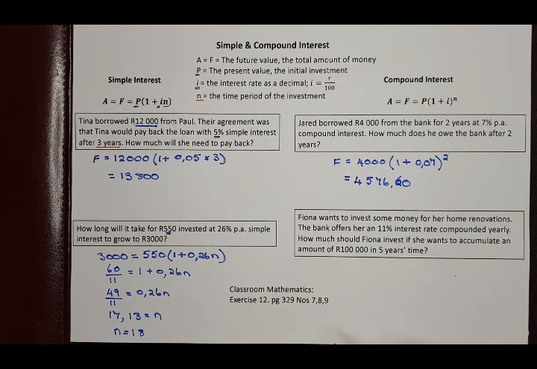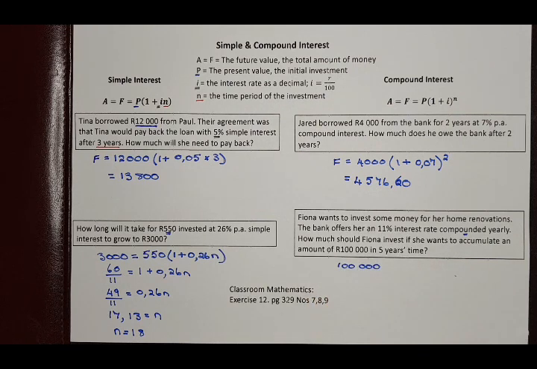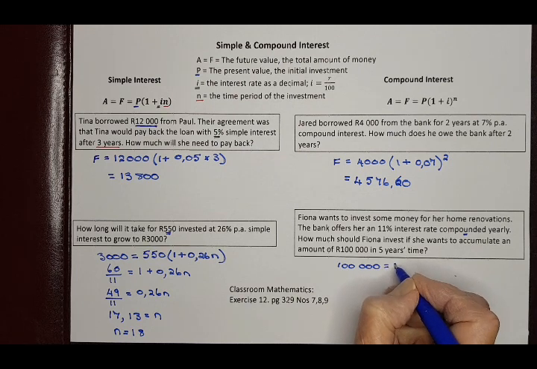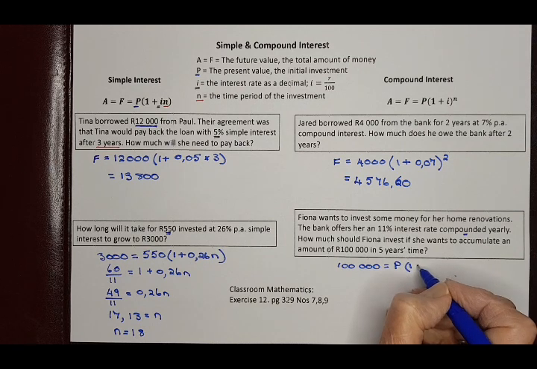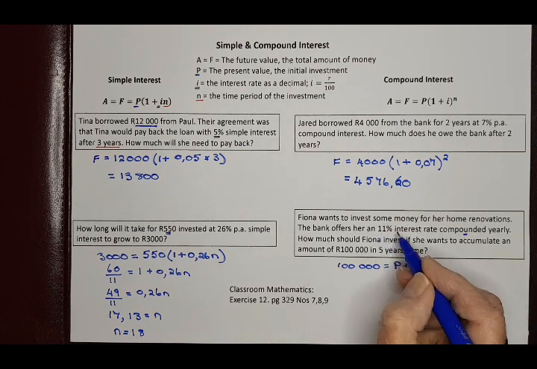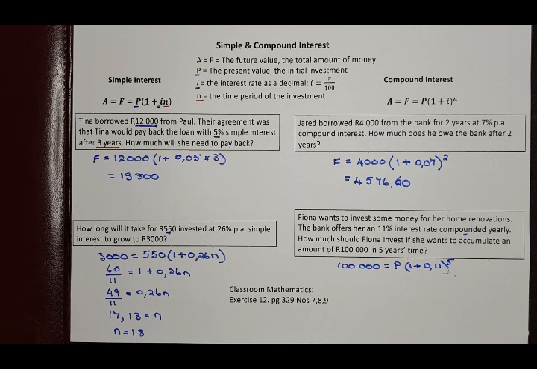In this case, Fiona wants to invest some money. The bank offers her 11% compounded. That's very important. How much should she invest if she wants to accumulate 100,000 Rand in 5 years' time? In other words, our future value is 100,000. We want to know the present value. How much must she invest now? We're talking compound interest, so it's 1 plus your interest, 0.11, 11%, for a period of 5 years.